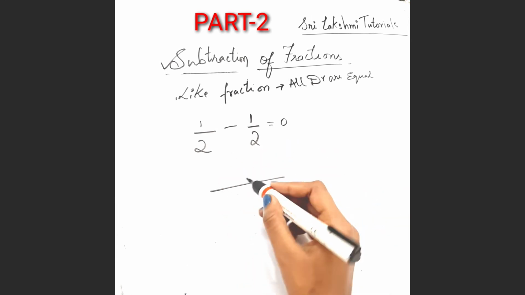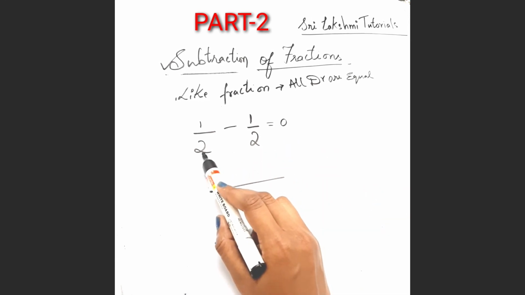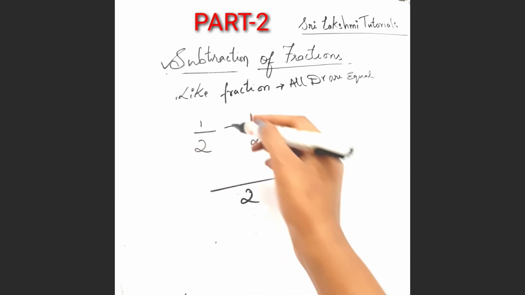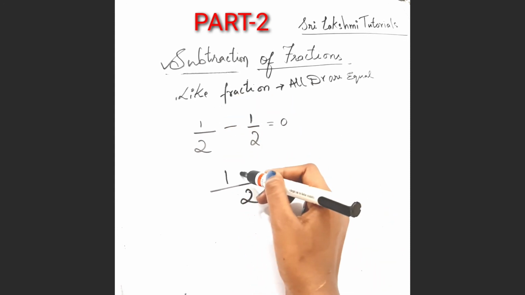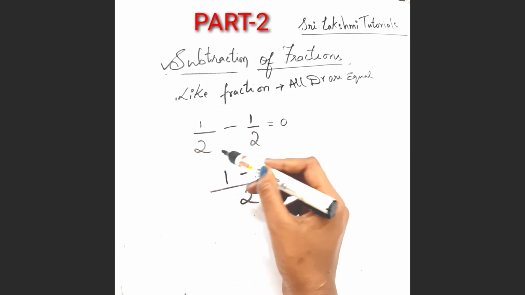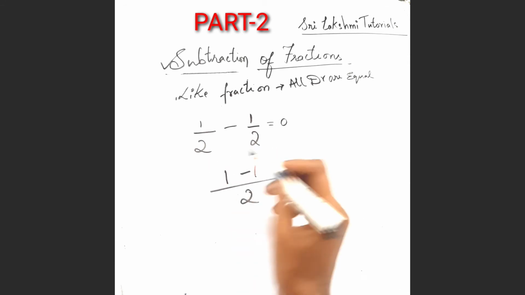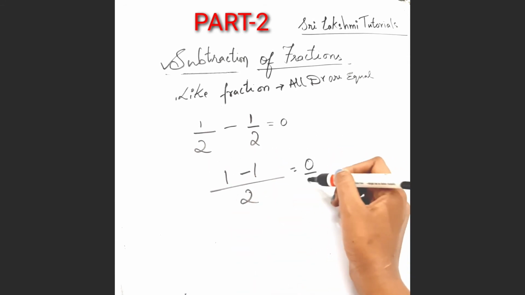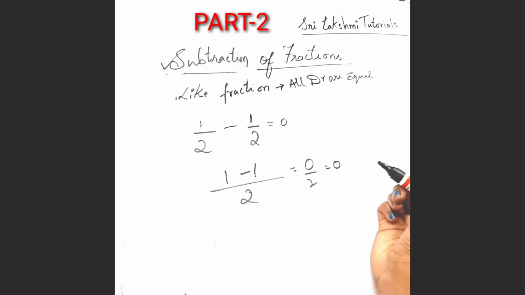These two are like fractions. Now 2 times denominator 2 is repeating. So let's take only 1 time and write 1 minus 1. Directly subtract numerators because denominators are same. So 1 minus 1 is 0. 0 by 2 is all 0. Okay. Got it? Let's see another number.